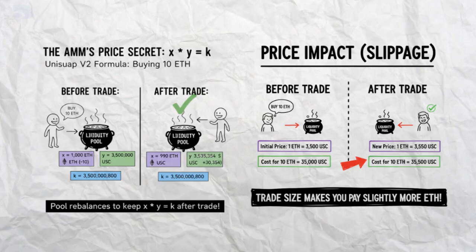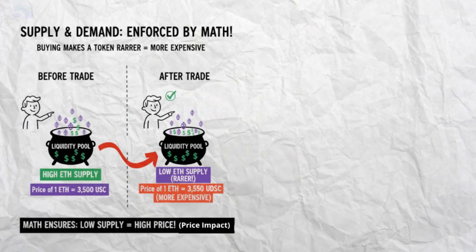The key insight: the ratio of tokens in the pool determines the price. The more someone buys of token A, the rarer it becomes in the pool, so the price automatically goes up. It's pure supply and demand enforced by math.